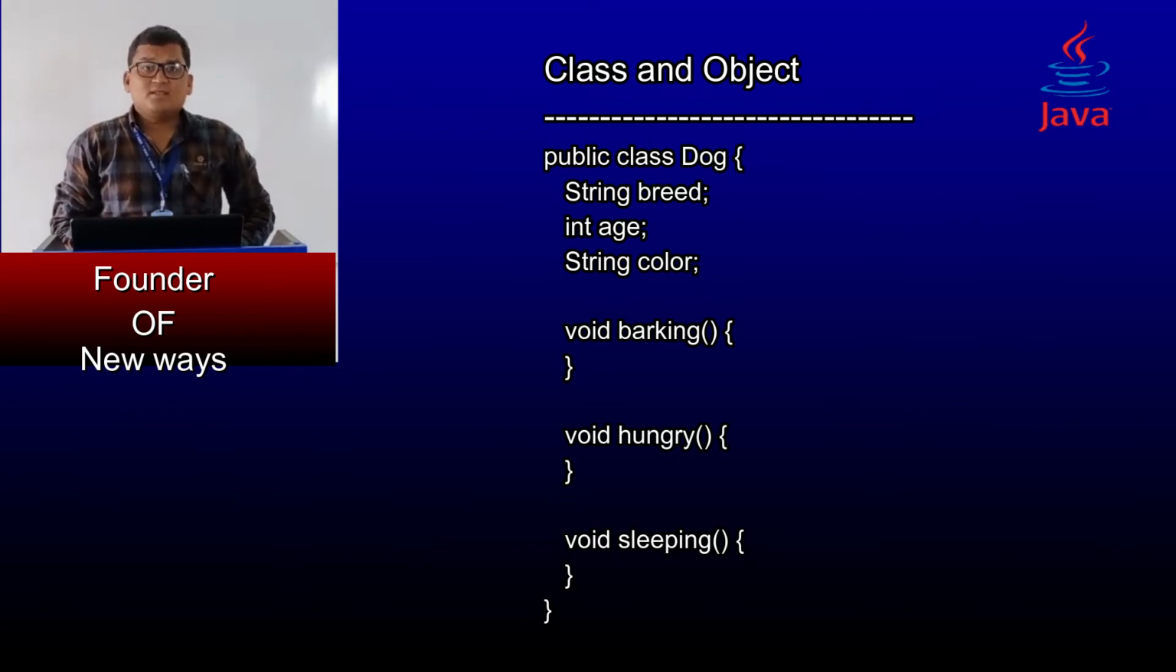Classes in Java. A class is a blueprint from which individual objects are created. Following is a sample of a class. You can see here the example. There is a program, public class Dog, and there are some variables: String breed, int age, String color. Okay, here you can see some methods: void barking, void hungry, void sleeping.